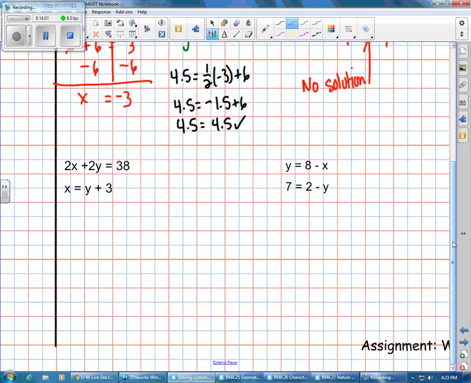The next one on the bottom left here. I have, I'm sorry, the top one is 2x plus 2y equals 38. And the bottom one is x equals y plus 3. And you're probably thinking, but it's not in slope-intercept form. It doesn't matter. I know what x equals. One of the variables is isolated, so I can take that quantity and substitute it in for x in the top equation. So I'll have 2 times the quantity, y plus 3, plus 2y equals 38.